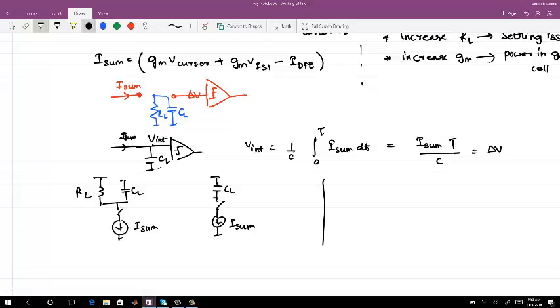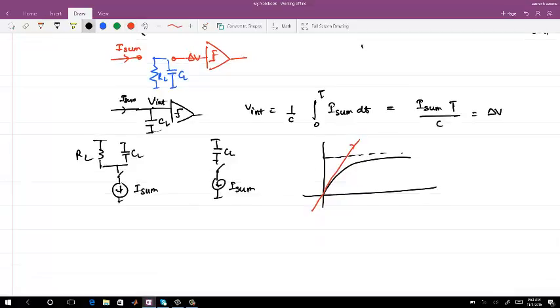Look at this one. If you look at the exponential version when you are settling, you have something like this. In the case of RL, it will settle to I times RL, the final settling value, right? And what is the slope at the input? This is linear, I by C. So V out is equal to I RL into 1 minus e to the power minus t by RL CL, right?